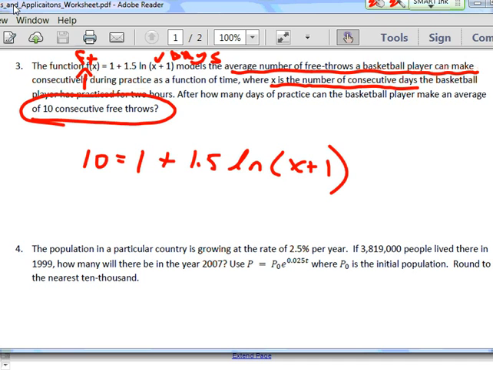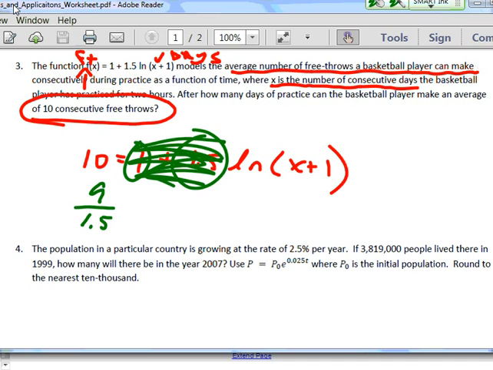Now, can I just type this all into the calculator? No, because it's got an x in it. Those evil teachers. So, first thing is, we're going to get rid of this, and get rid of this, and then it'll get down to just the ln. So I'm going to do all of that. First I'm going to subtract the 1, I get 9. Then I'm going to divide by 1.5.